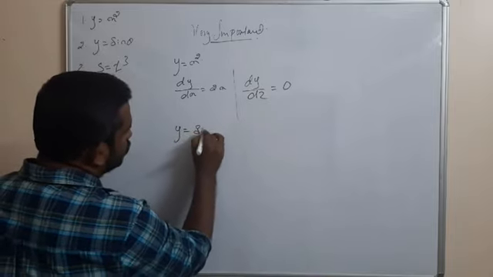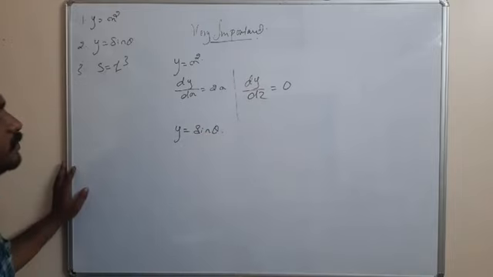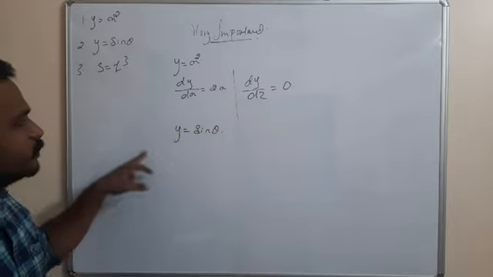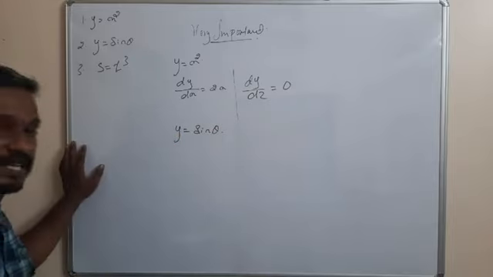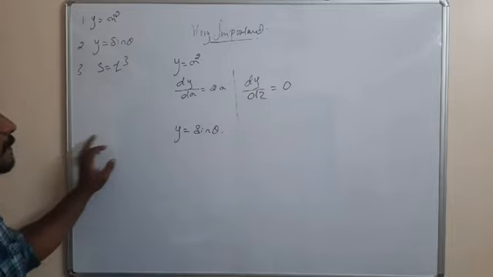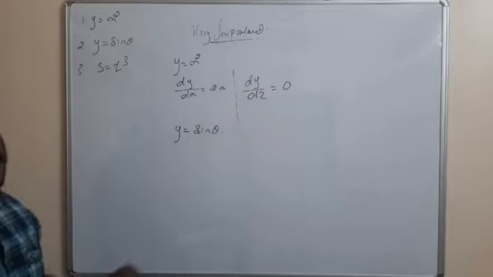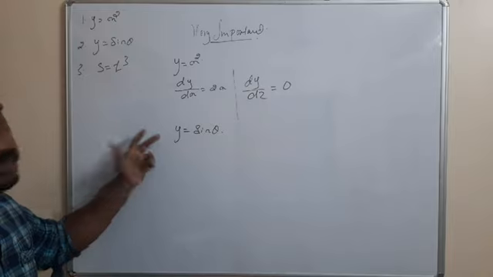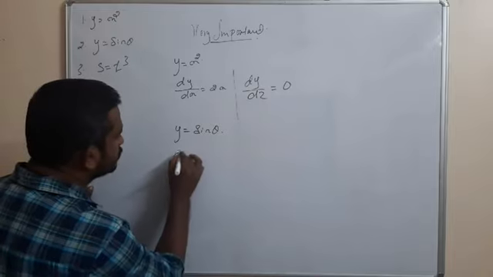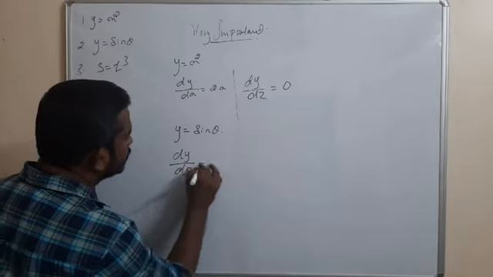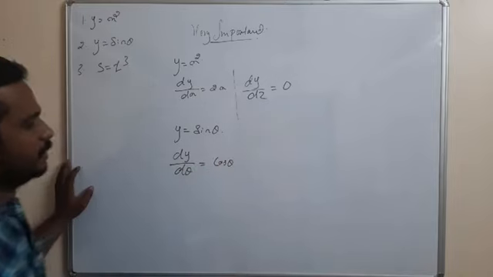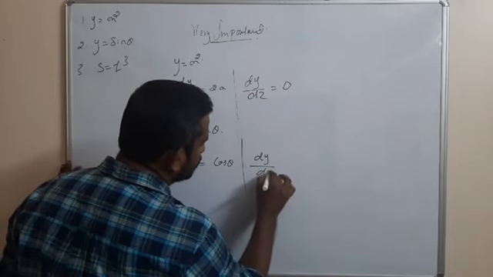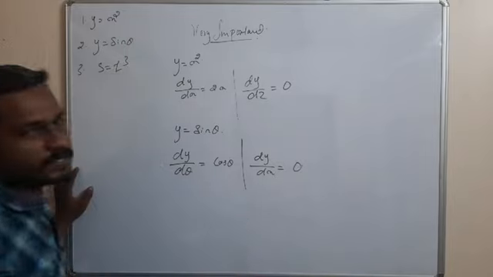Y is equal to sin theta. So y is a function of theta. Here, what is the variable? Theta is a variable. Based on the value of theta only, y is varying. So we can differentiate: dy by d theta is equal to cos theta. And dy by dx equal to 0.